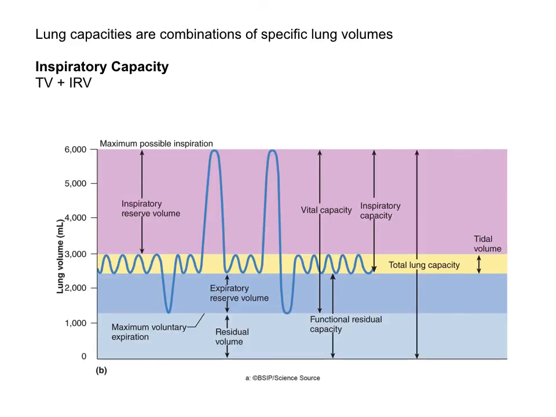Now, based on all of those volumes, you can actually calculate certain lung capacities. For example, you might want to calculate your patient's inspiratory capacity. The inspiratory capacity is the maximum volume of air that can be forcefully inhaled in one cycle. So now your inspiratory capacity would include your tidal volume, because that's always going to be inhaled with a respiratory cycle, plus your inspiratory reserve.